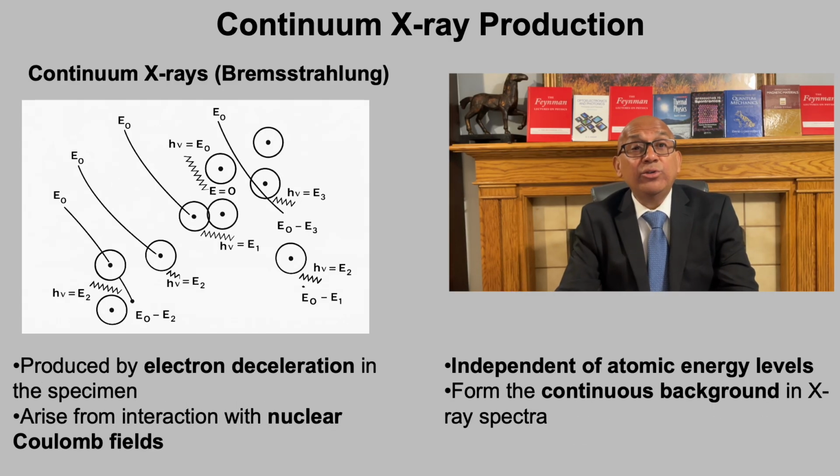Continuum X-rays, also known as Bremsstrahlung, are produced when fast incident electrons are decelerated in the Coulomb field of atomic nuclei within the specimen. During this deceleration, electrons can lose any fraction of their kinetic energy, and that energy is emitted as X-ray radiation. Because the energy loss is not quantized by atomic energy levels, the resulting X-ray energies span a continuous range. As a result, continuum X-rays form the smooth background observed in X-ray spectra, on top of which the characteristic X-ray peaks are superimposed.